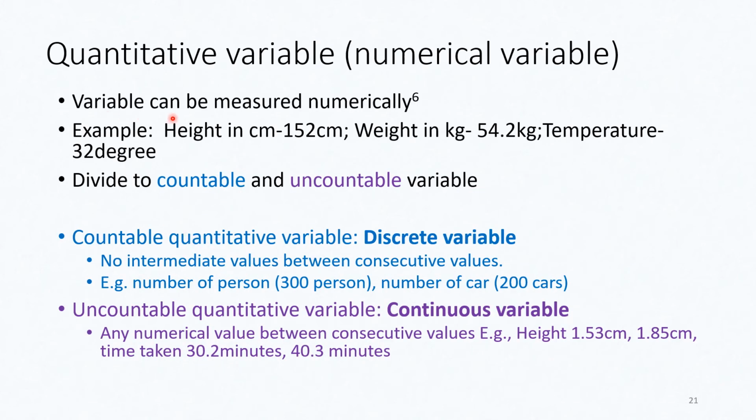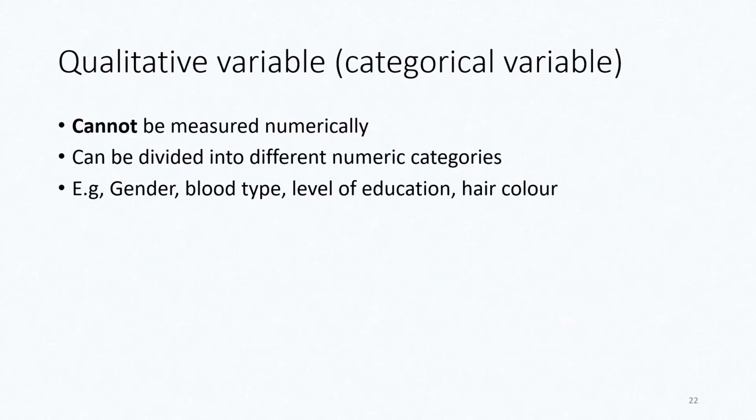Quantitative variable means the variable can be measured numerically. For example, height in cm, weight in kg, temperature in degrees. It can be divided into countable and uncountable variables. Countable variable means discrete variable, no intermediate values between consecutive values. For example, number of persons, number of cars. Uncountable quantitative variable means continuous variable, any numerical values between consecutive values. For example, height, time taken, etc.